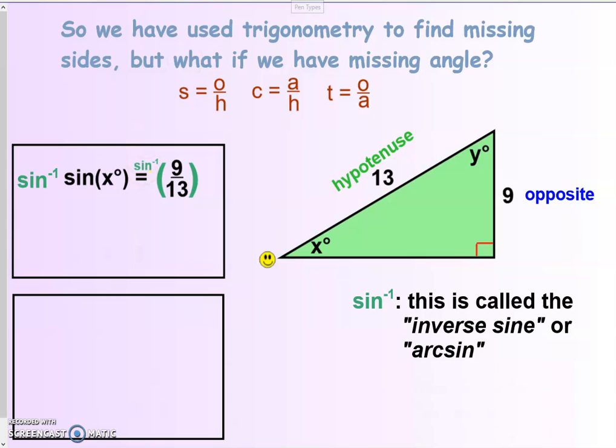Now, sine and inverse sine are complete undoing functions. They undo each other. So when you take the inverse sine of the sine, they completely cancel each other out, and we're left with just x. So we get x equals the inverse sine of 9/13.